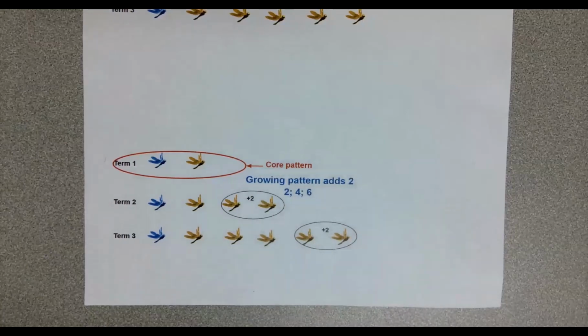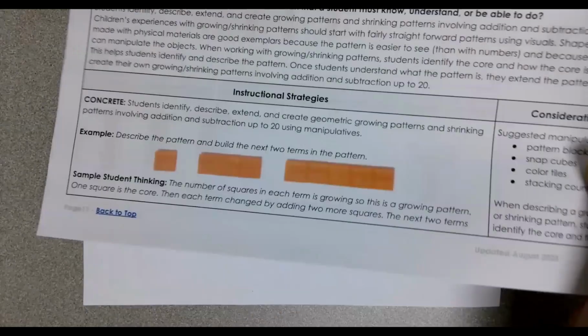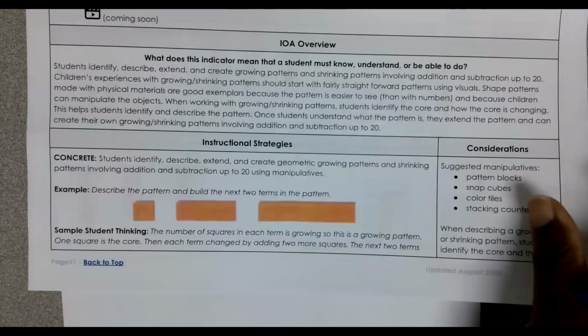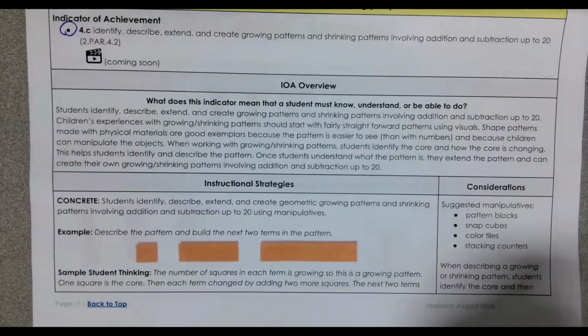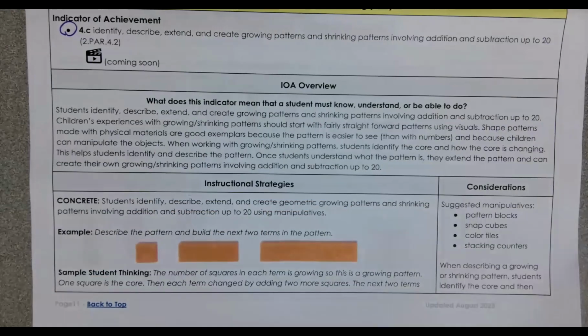In summary, IOA 4C requires students to identify, describe, extend, and create growing patterns within 20. Note that there will not be more than 20 elements within any of our growing or shrinking patterns in 2nd grade.